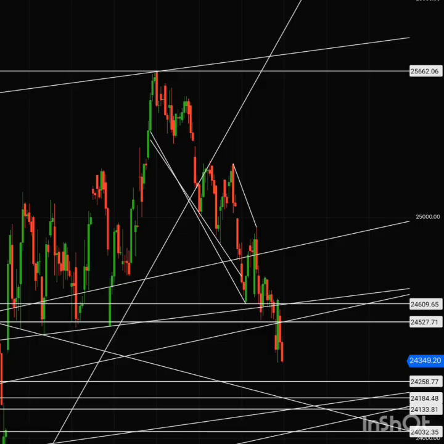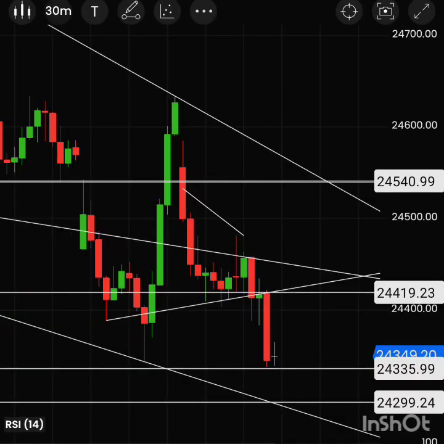Nifty is continuously falling, and the broader markets, that means the Trump tariffs and all, are against the index movement, and even the Nifty earnings are not good. That means a lot of Nifty 50 stocks are not giving good results as well. And you can use these levels for trading as well.